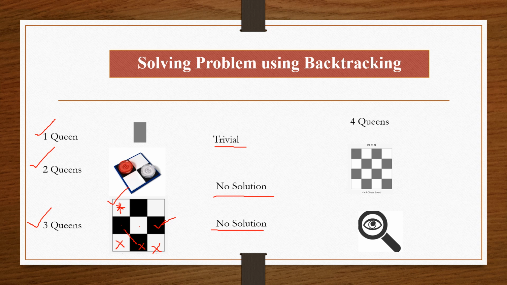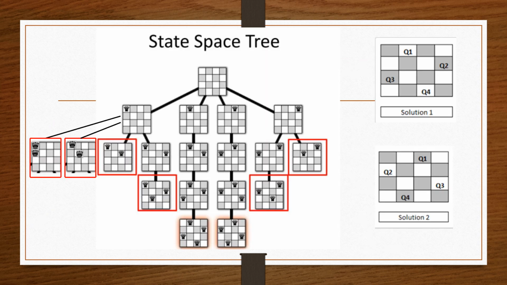So let us now explore how we are going to place four queens on a 4 cross 4 chessboard using the backtracking approach. For this, we will construct a state space tree. Initially, the starting node contains a 4 cross 4 chessboard with no queens placed. Let us start exploring by placing the first queen in the first row, first column. Then the second queen can be placed in the first column of the second row, or here, or here, or here. So there are four options.